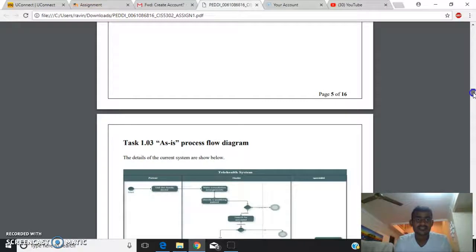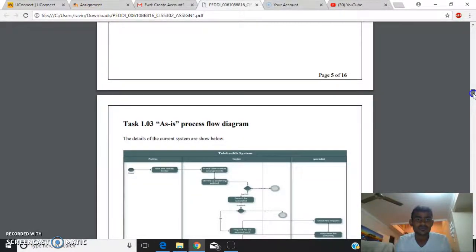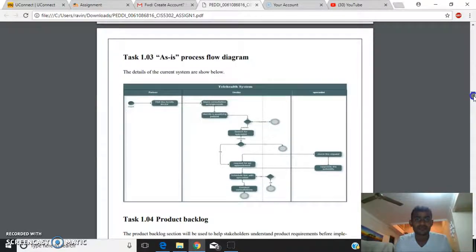And task 3 is a main important one, the as-is process flow diagram. In the as-is flow diagram, there are three actors. First one is the patient, the second one is the doctor, and the third one is the specialist. When the patient goes to the family doctor, he will check, and after that, if there is any problem, he will refer to the specialist. This is called the as-is process. First one is a telehealth system.